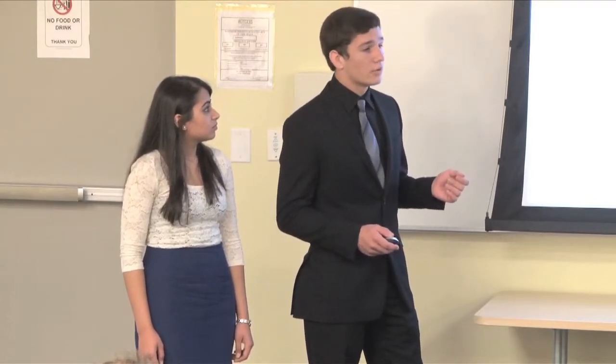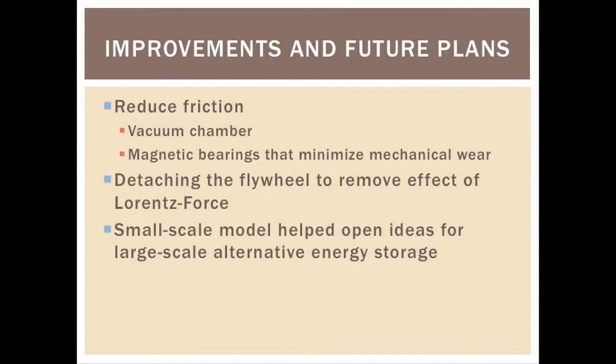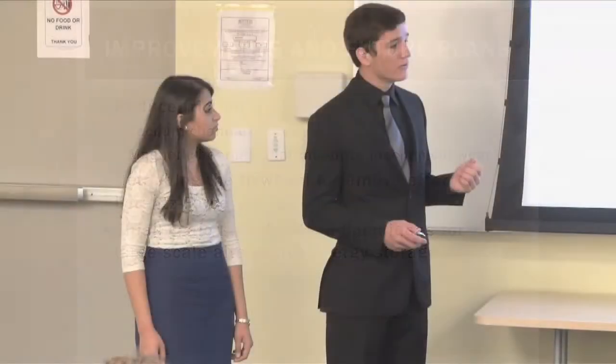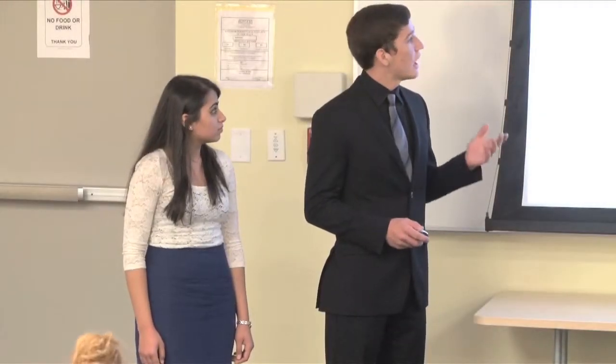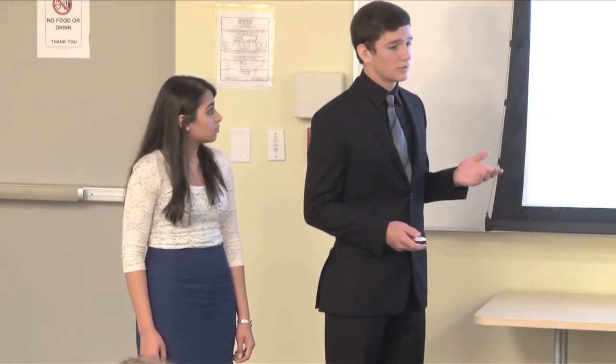By detaching the flywheel, we remove any effect of the Lorentz force, which, as the rotor rotates within the magnet housing, a current is generated in the opposite direction of how it was previously induced. And so this effectively slows down our device. And we thought if we detach the flywheel, we completely remove the rotor from the equation, and the flywheel can spin without this reducing factor.